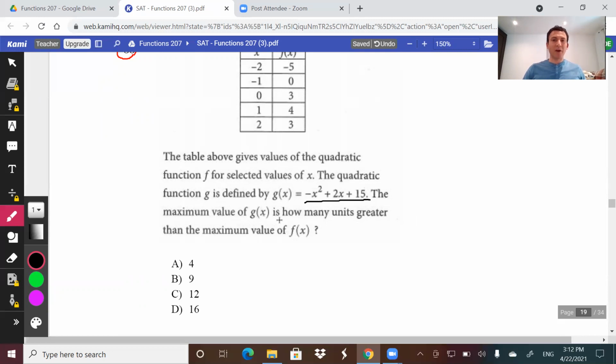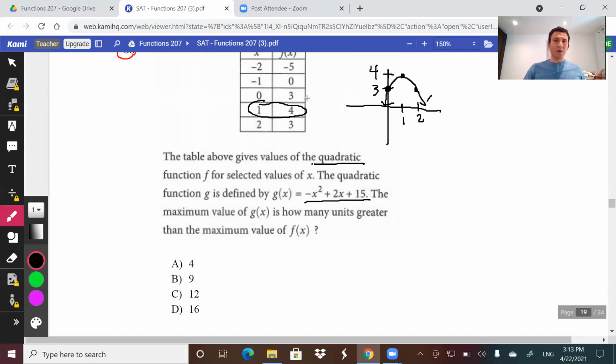But anyway, the maximum value of g of x is how many units greater than the maximum value of f of x. Well, if you look at the table for f of x, the highest value is 4, and we can feel pretty comfortable that that's the highest value because it tells us it's a quadratic, which is a parabola. If you put in 1, you get an output of 4. And if you put in 0, you get 3. And if you put in 2, you also get 3. So immediately we see that we're kind of coming down from this parabola here.